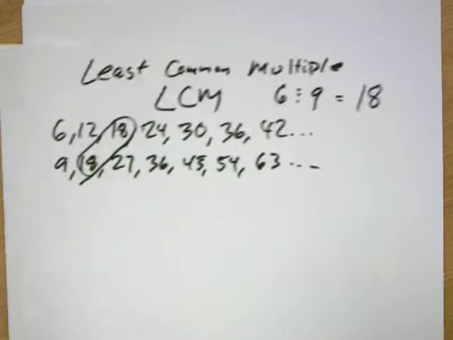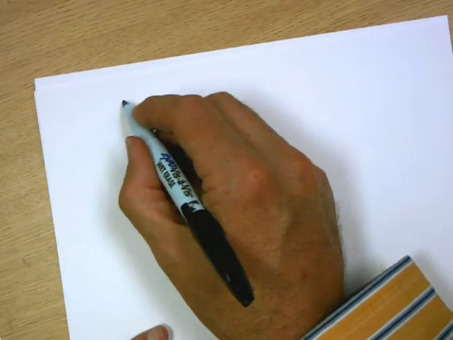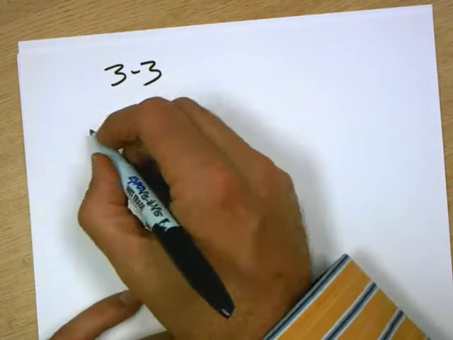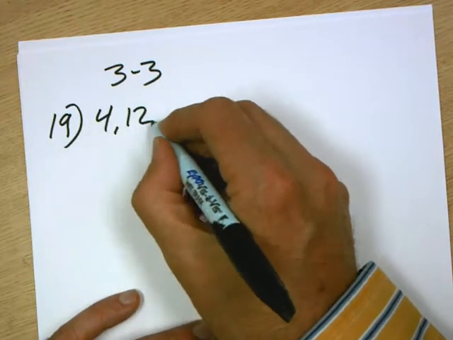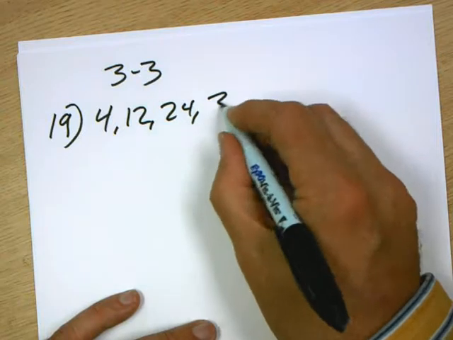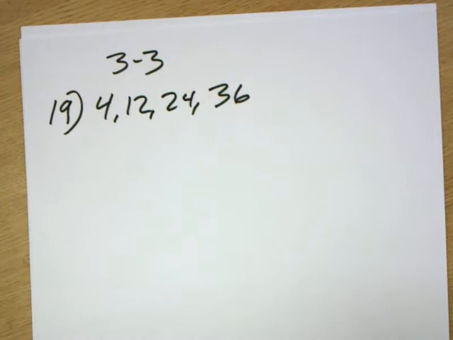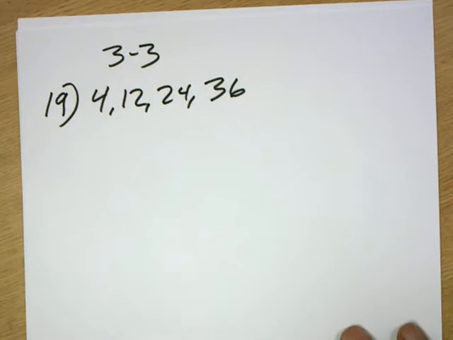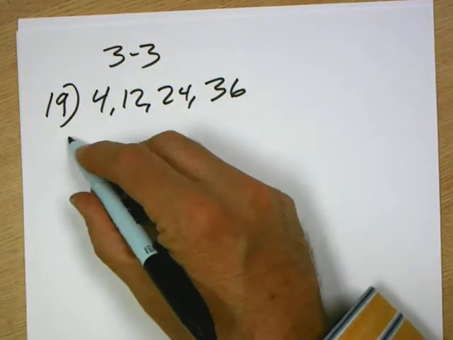However, if we're looking at a harder problem, in our homework 3-3, our workbook, number 19 is asking us to find the LCM between 4, 12, 24, and 36. Now, that's going to take me a little more time, but the book's showing us a shortcut. What they're asking us to do is, instead of listing the multiples, list the prime factors that make up 4. And we've been working on prime factorization.